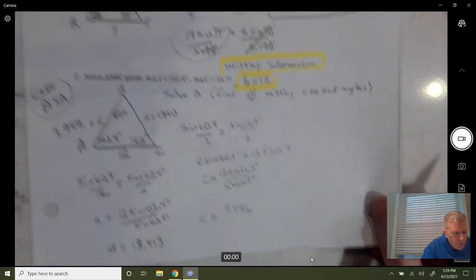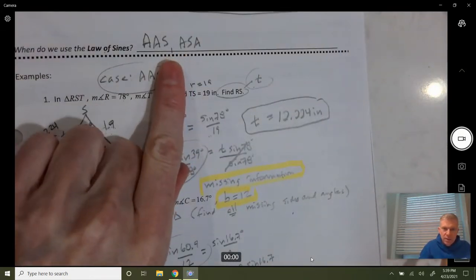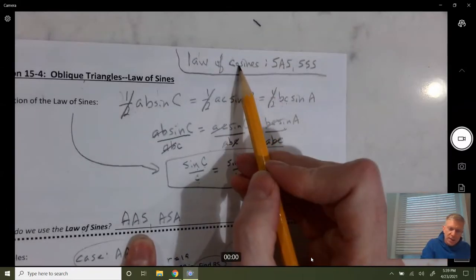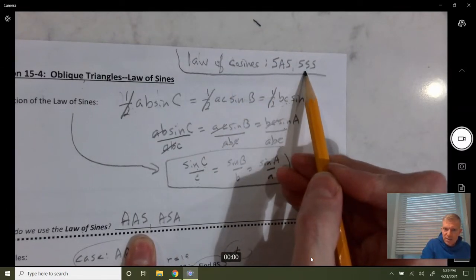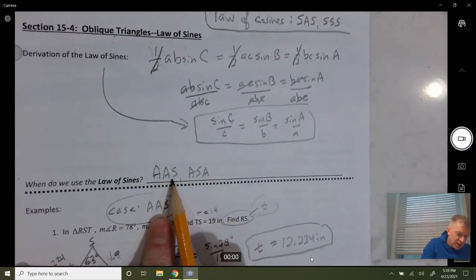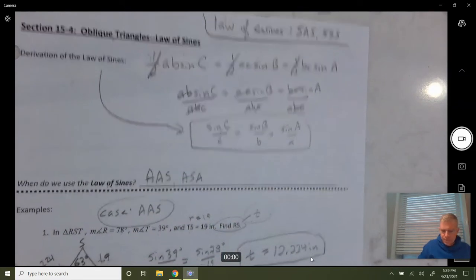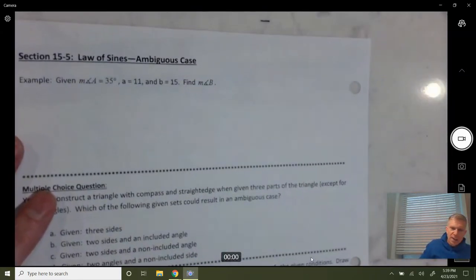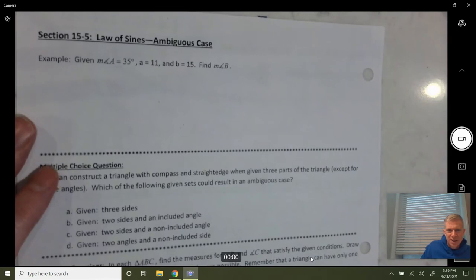We've got one more case. We're going to use law of cosines when you have side, angle, side or side, side, side. Law of sines when you have angle, side, angle, or angle, angle, side. Okay, now law of sines, the ambiguous case.